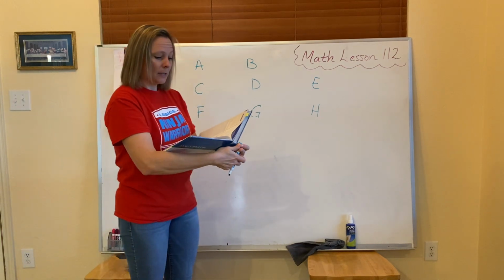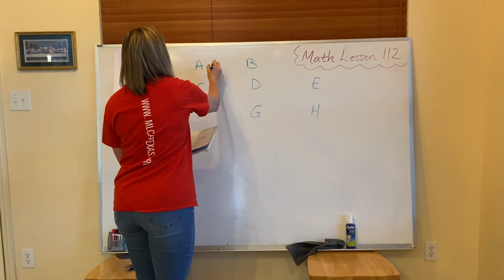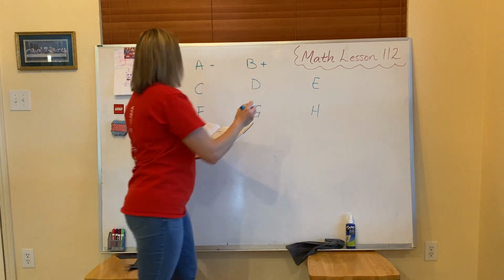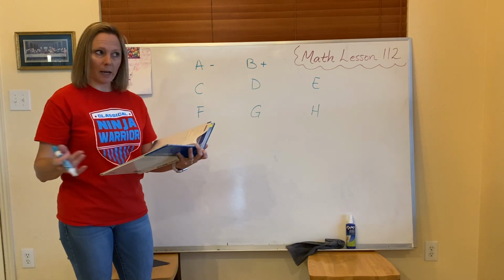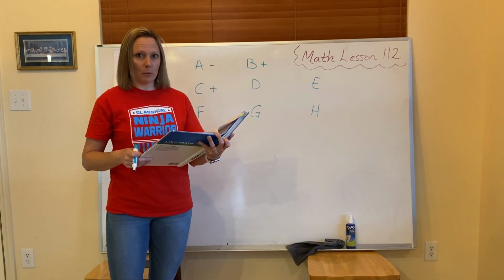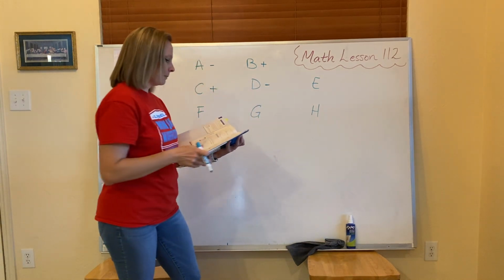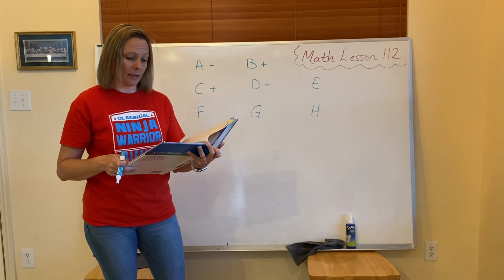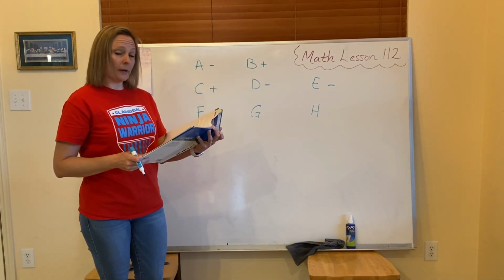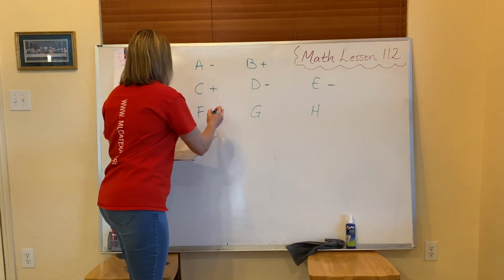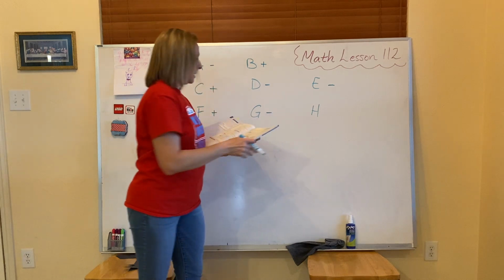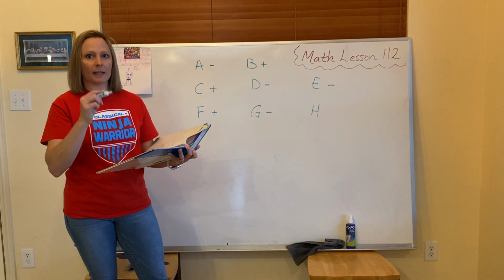A, we have a negative times a positive, two different signs, it will be negative. B, we have a negative times a negative, same sign, it will be positive. C, we have a positive times a positive, same sign, it will be positive. D, we have a positive times a negative, that will be a negative. Different signs, negative. E, we have a positive divided by a negative, different signs, negative. F, we have a positive divided by a positive, same sign, positive. G, we have a negative divided by a positive, different signs, negative. H, we have a negative divided by a negative, same sign, positive.